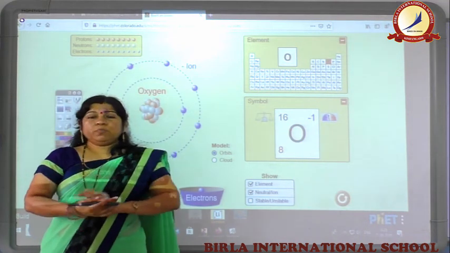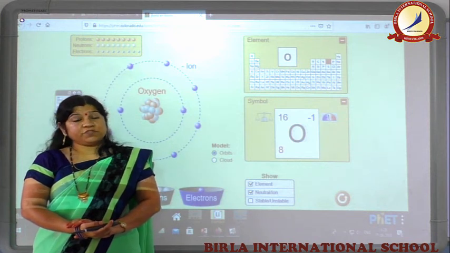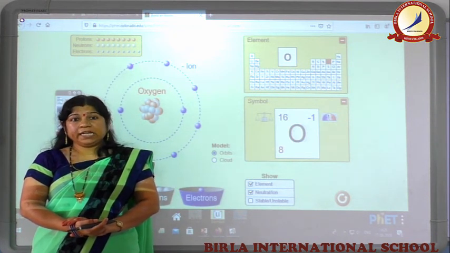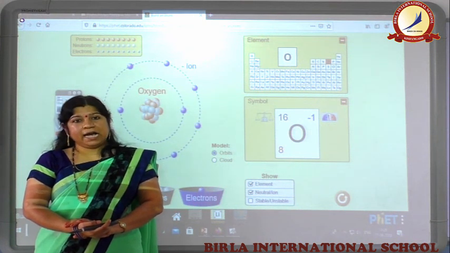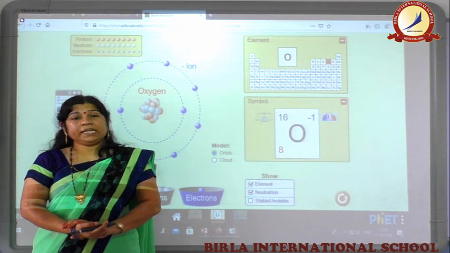So by this, we have completed our topic, and after the lesson is over, now we are able to define atomic number and mass number, represent an atom symbolically, and define cation and anion.